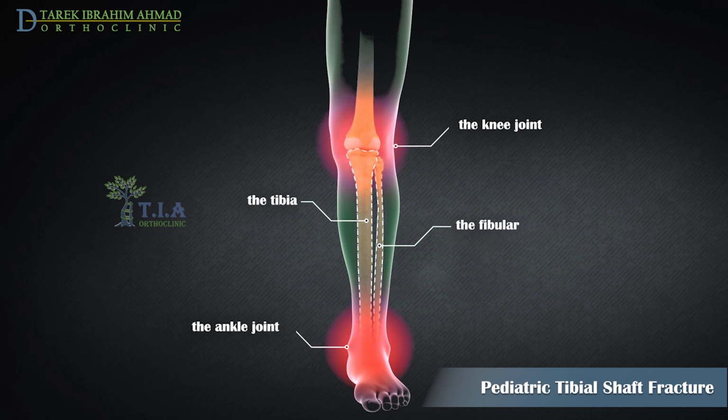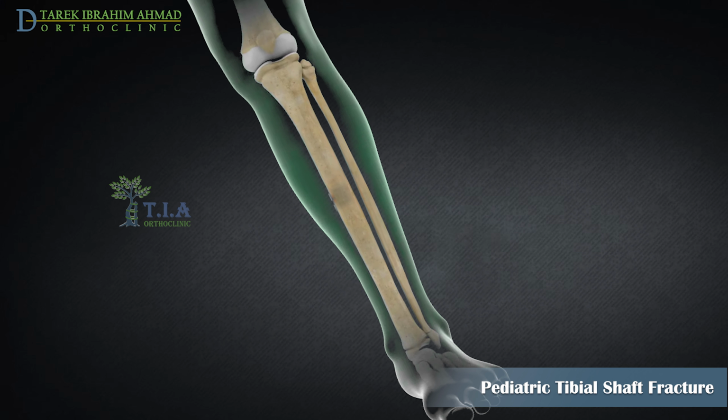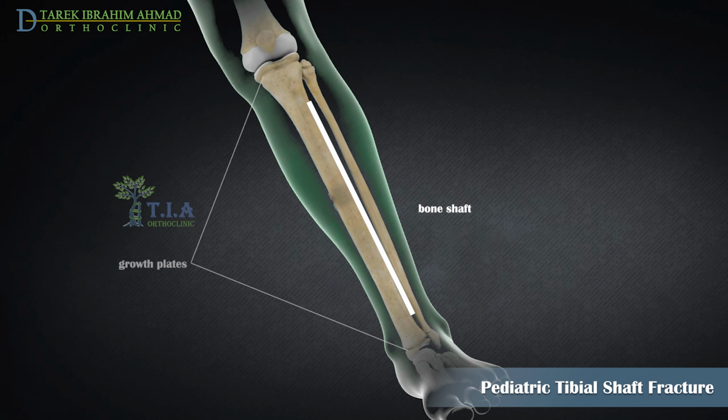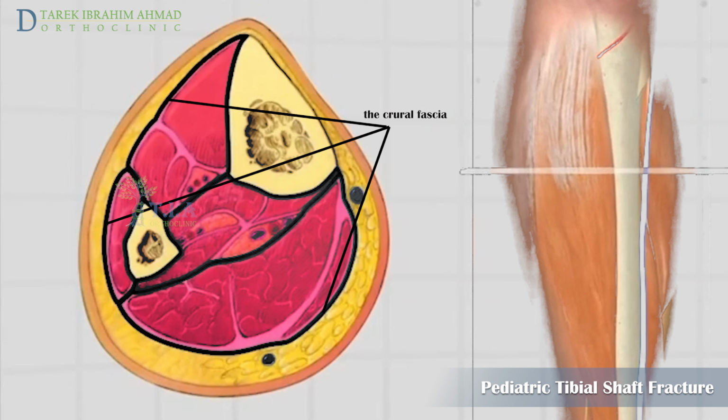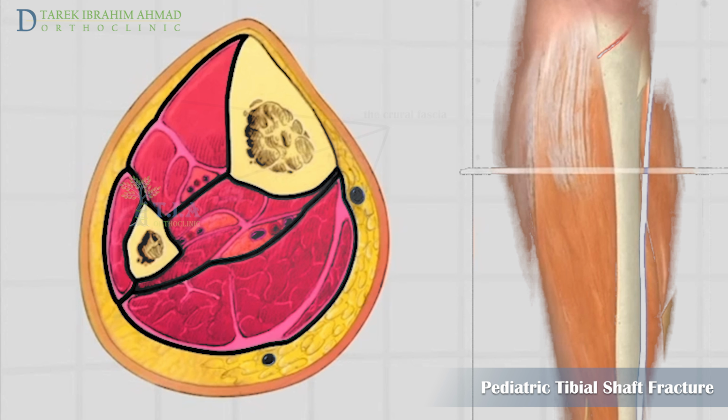The tibial shaft bridges the proximal and distal ends, and its anterior surface lies just below the skin. In children, both the tibia and fibula consist of a long portion of bone, the diaphysis, with growth plates at either end. Another fibrous structure, the crural fascia, surrounds the bones and muscles of the lower leg.